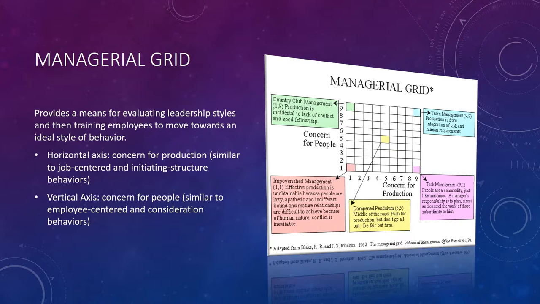The managerial grid provides a means for evaluating leadership styles and then training employees to move towards an ideal style of behavior. The horizontal axis is the concern for production, similar to job-centered and initiating structure behaviors. The vertical axis is concern for people, similar to employee-centered and consideration behaviors.